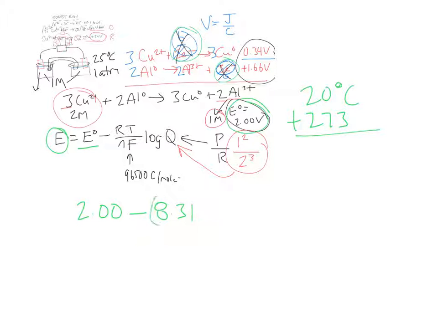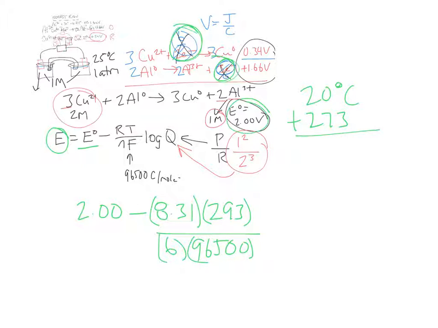So you're going to say 8.31 times 293, over the moles of electrons transferred, which we said was 6 moles of electrons, times Faraday's constant, which is 96,500. And then to this, we are going to multiply the log of Q. And if we look at this one right here, 1 raised to the power 2 is just 1, and then 2 cubed is going to be 8. So our fraction for this is going to be 1 over 8. And now it's as simple as plugging into your calculator and solving for the answer.